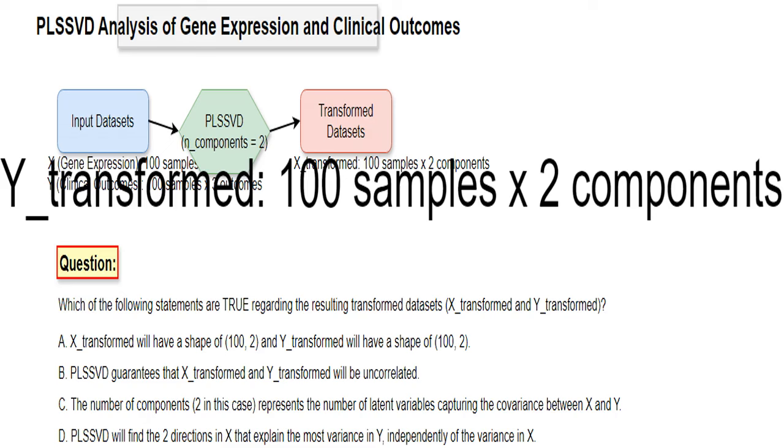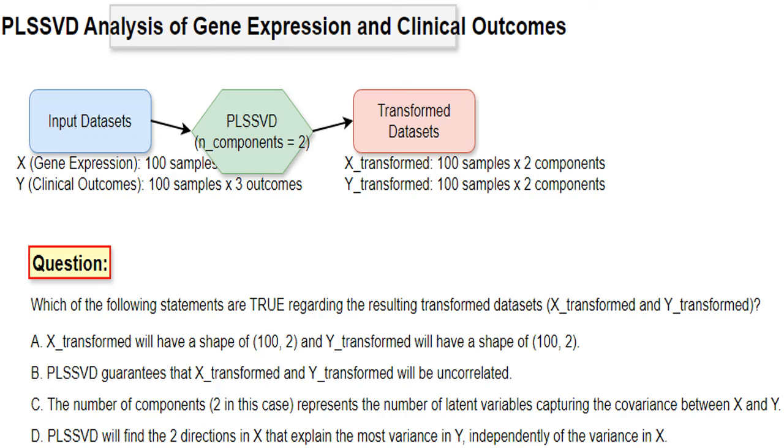Likewise, the clinical outcomes data, Y, is now expressed using these same 2 components. This helps us compare the reduced gene expression data, X_transformed, and the reduced clinical data, Y_transformed, more easily. The question is to determine which statements are true about the results obtained by PLSSVD, specifically focusing on the shape and interpretation of the transformed datasets, X_transformed and Y_transformed.